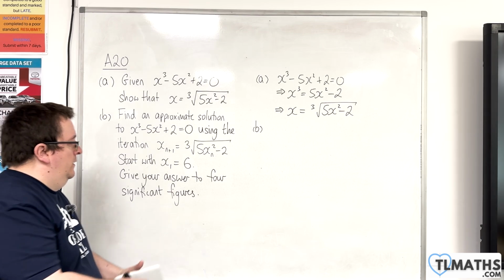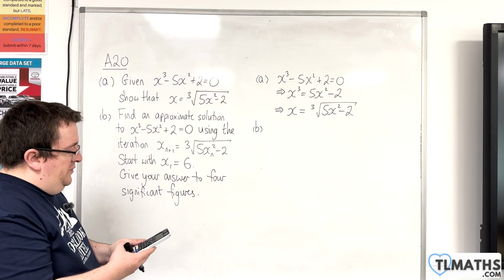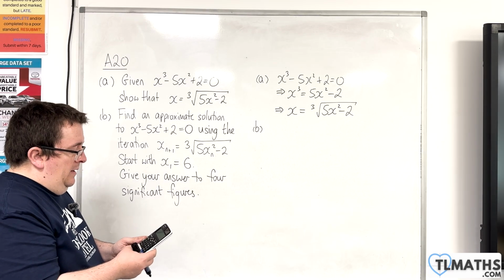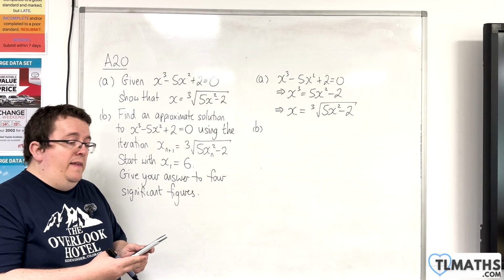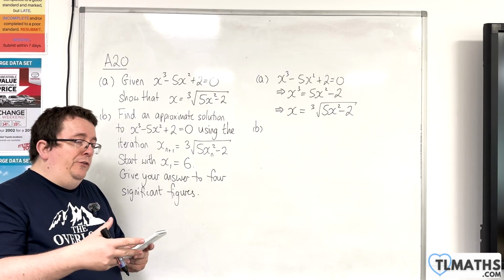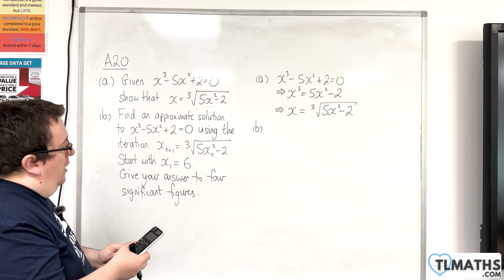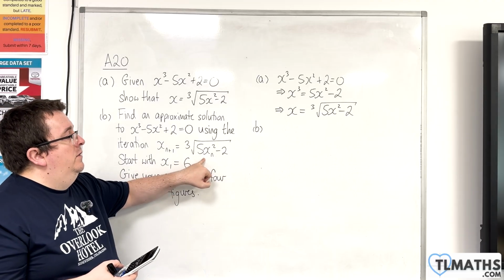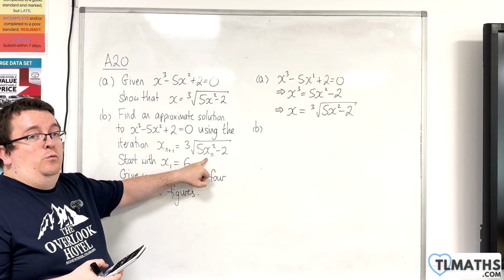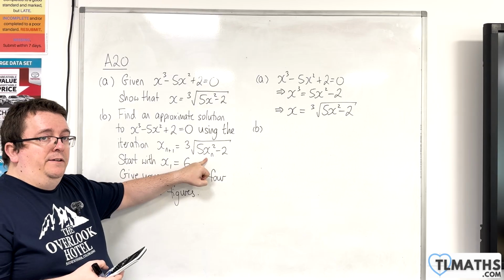Give your answer to 4 significant figures. Okay, so starting with x1 is 6, I'm going to type 6 into my calculator and then press equals. That puts 6 into the working memory. Then I'm going to type this in, replacing the xn with the answer key on my calculator.